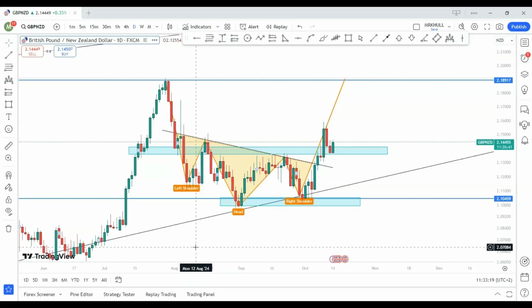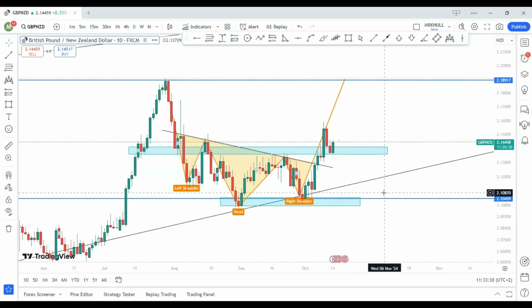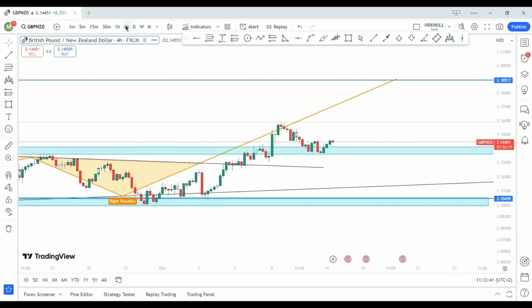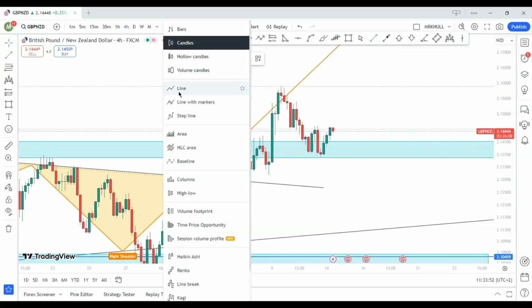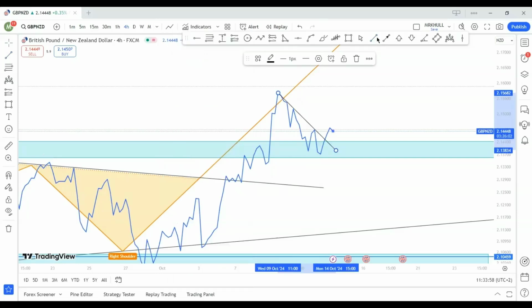Now I need to find a solid entry. With these two candlesticks, it's not a solid rejection as yet. So to find a solid, proper entry, I need to go back to 4 hours. Now I'm on 4 hours. If you look closely, we had an impulse, now we have a correction just here. Let me go back to my line so it makes more sense. Now we have a correction.